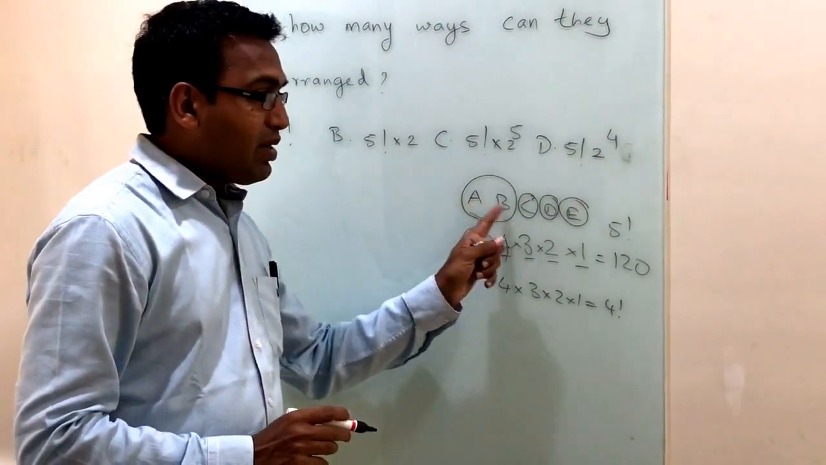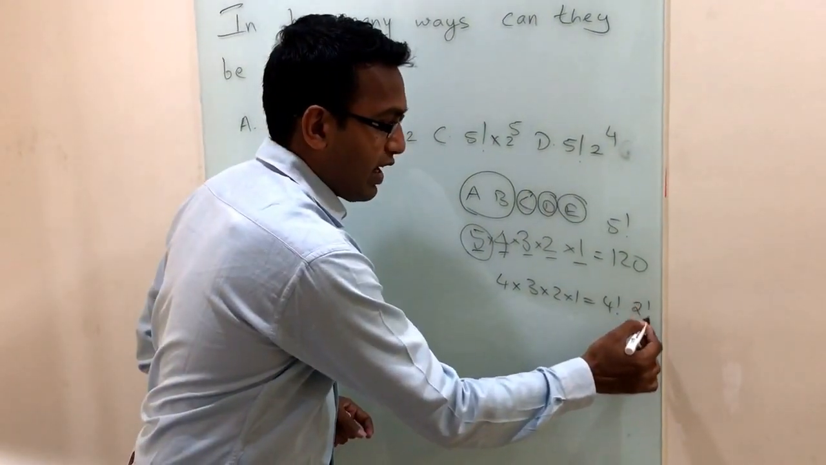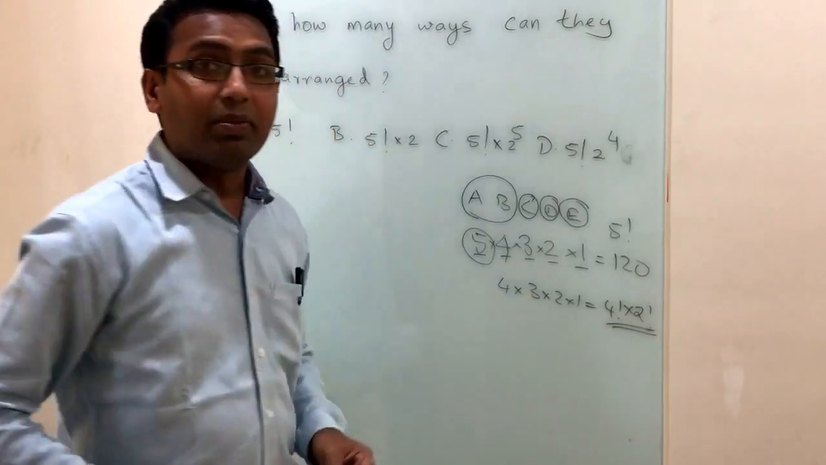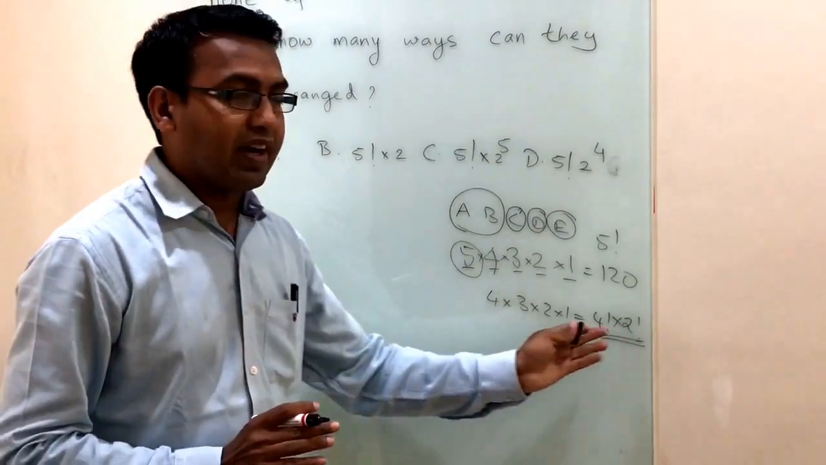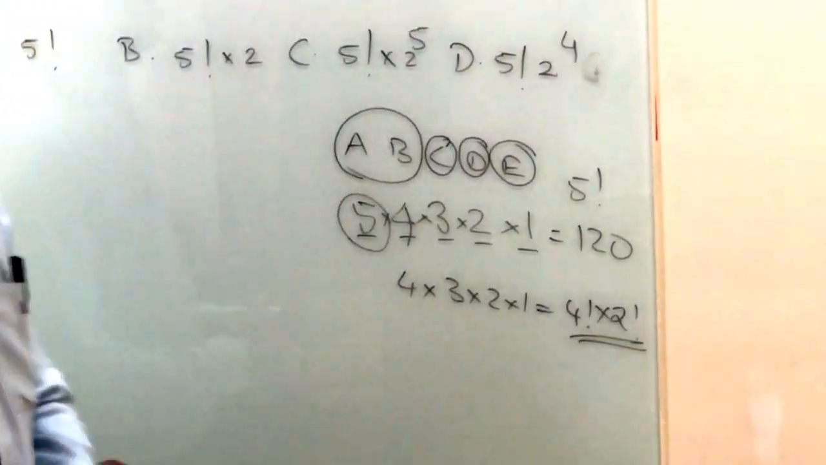Now A and B also you can interchange in 2 ways. Okay, so 2 ways, and the rule of counting says you multiply the choices. So 4 factorial into 2 factorial. Clear? Now we'll apply it to this question.